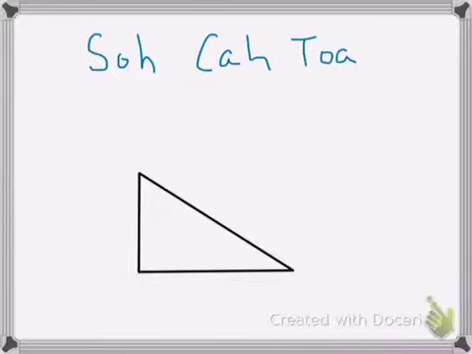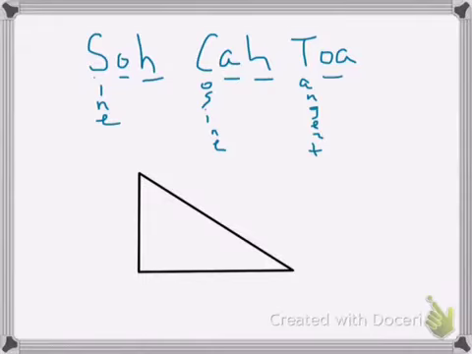SOH CAH TOA. This deals with the sine function. This is the cosine function, and this is the tangent function. Now in this acrostic, the O is the opposite leg, and H is the hypotenuse. This is the adjacent leg, and again H is the hypotenuse. And for tangent, we compare the opposite and the adjacent.